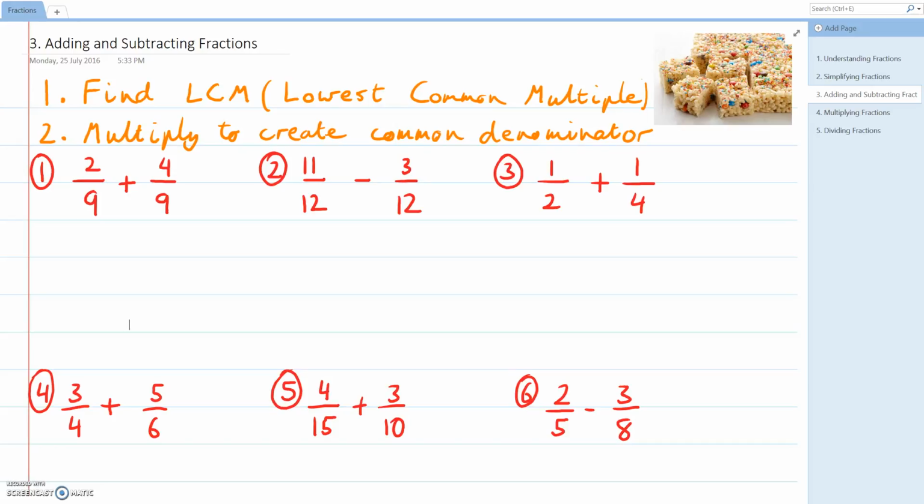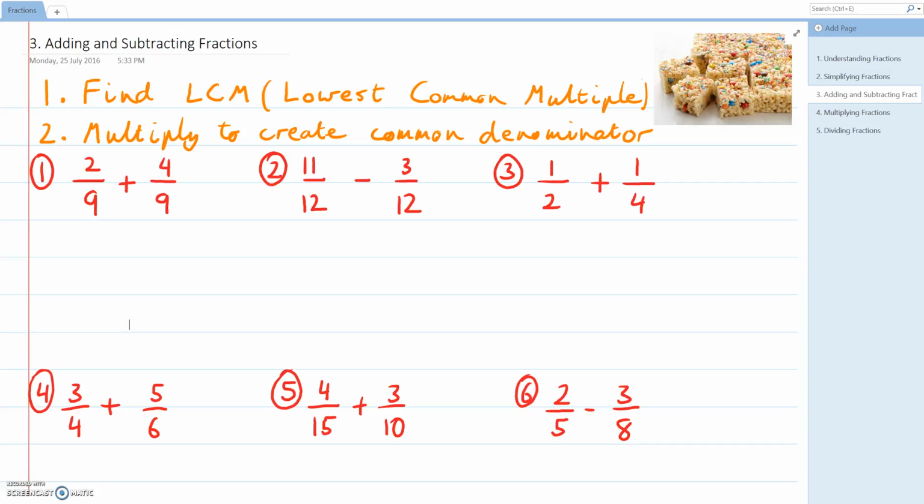Alright, adding and subtracting fractions. While adding and subtracting regular numbers is usually a pretty simple thing, this is pretty complicated and probably one of the hardest things to do with fractions. Weirdly, multiplying and dividing are easier. Anyway, let's get stuck into it.